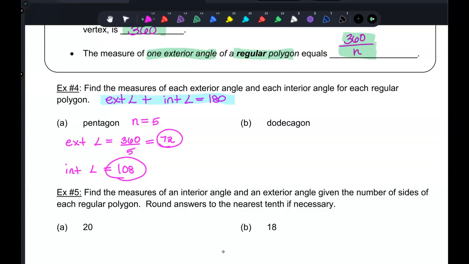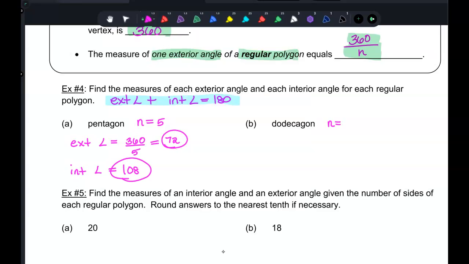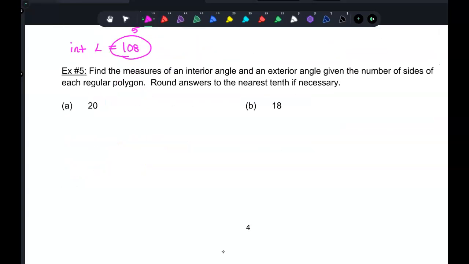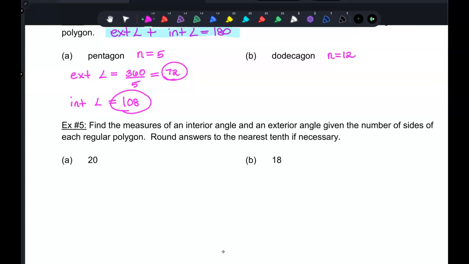Okay, how about a dodecagon? How many sides? 12 sides. So exterior angle, 360 divided by 12 is 30? Wait, did you divide? I divided 180. Oh. And then what about our interior angle? Yeah. Good.